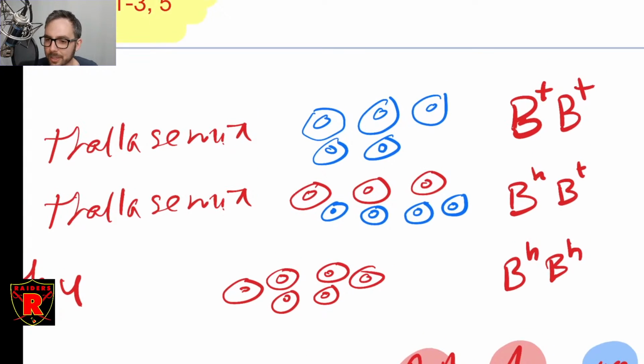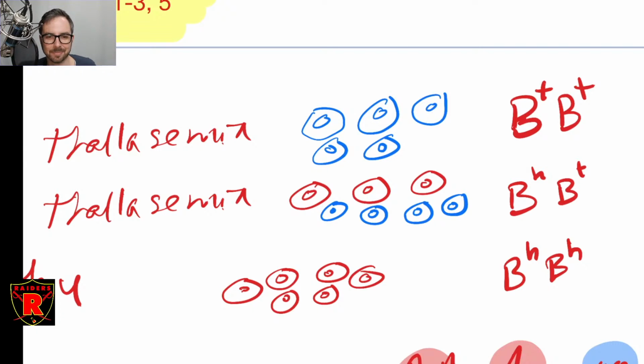You can use A too. The actual letter does not matter here. Any lettering is fine. It's because of the way that this is expressed that it would be considered to be codominance.